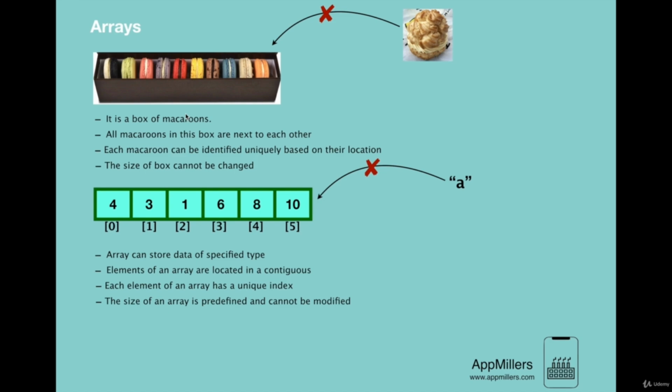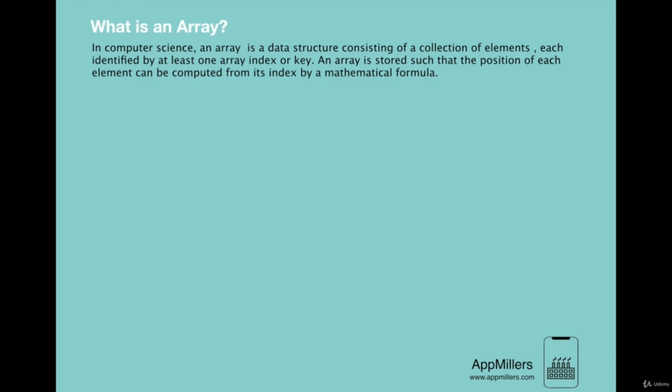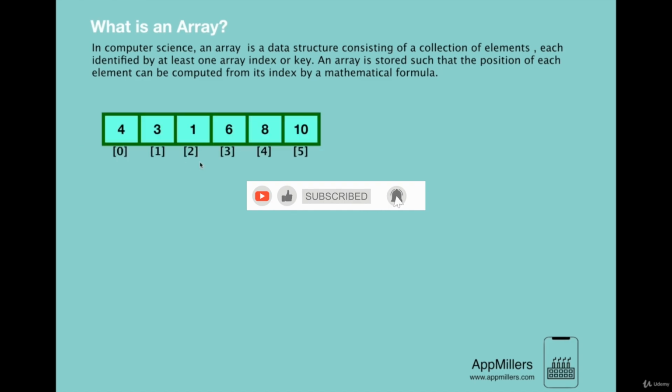Now let's see what is the definition of an array in computer science. In computer science, an array is a data structure consisting of a collection of elements, each identified by at least one array index or key. An array is stored such that the position of each element can be computed from its index by a mathematical formula. So here we have a collection of integers and each of them is identified by an array index. Based on these indexes, we can find any element and do any mathematical calculations on them.